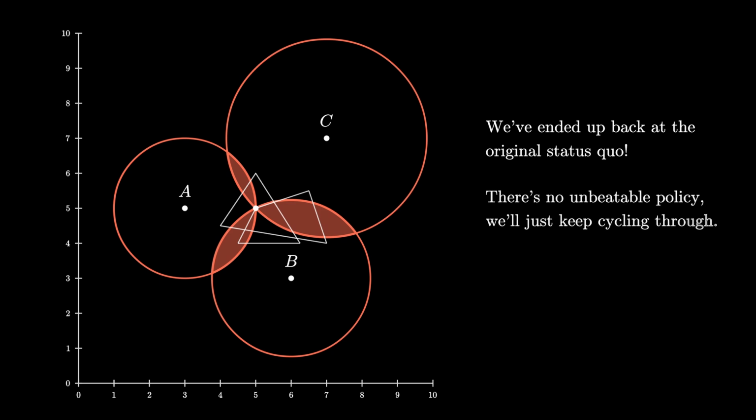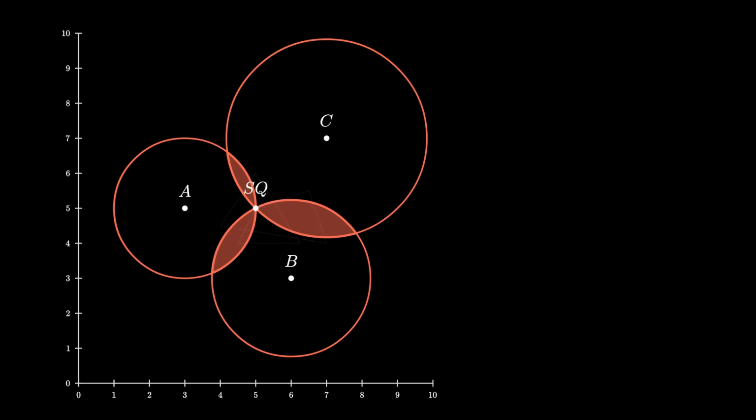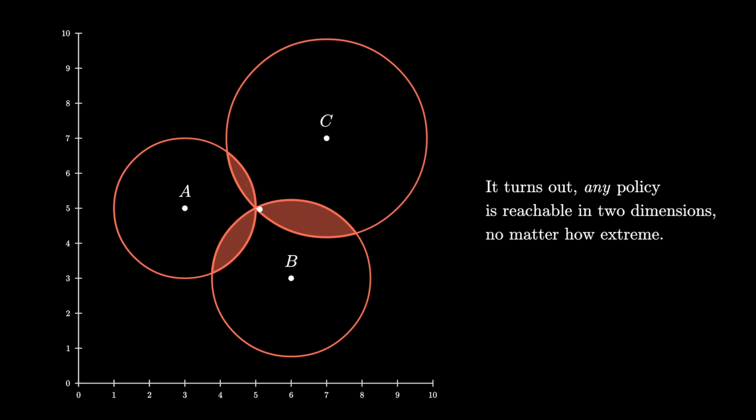We can keep repeating this path over and over again, really infinitely many repeating paths, and we'll never find an equilibrium policy. This is potentially concerning because it implies that we can't have a stable outcome. Majorities will always want to change the status quo, and we can't predict what policy will eventually result. But it gets more concerning. It turns out that any policy is reachable in 2 dimensions, no matter how extreme.